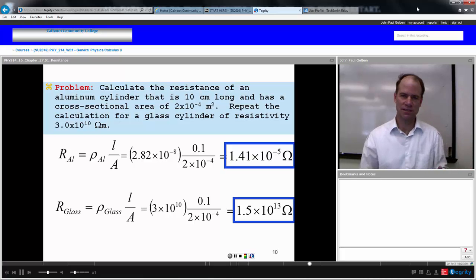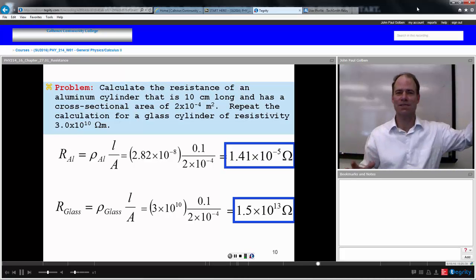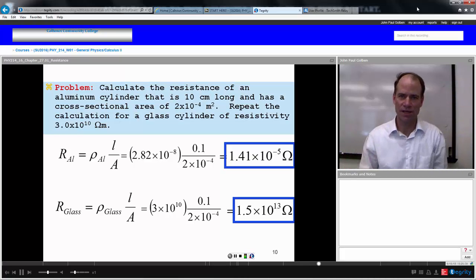That kind of makes sense because glass is amorphous. It doesn't have a regular lattice structure in its solid, and doesn't really contribute free electrons the way conductors do. So it's a very good insulator. So aluminum is 18 orders of magnitude better as a conductor. That's 10 times 10 times 10, 18 times. That's how good aluminum is as a conductor as opposed to glass.